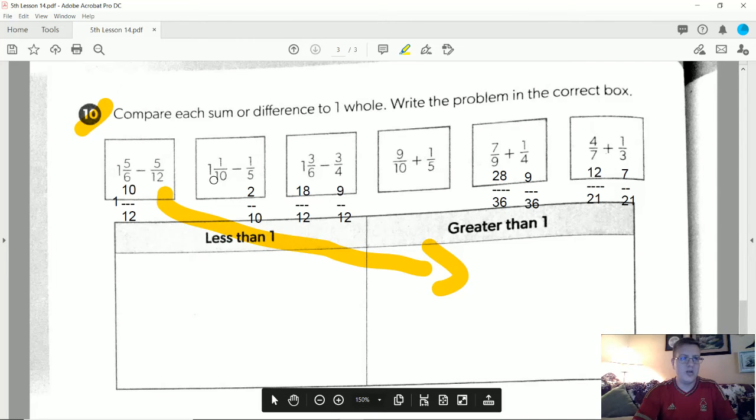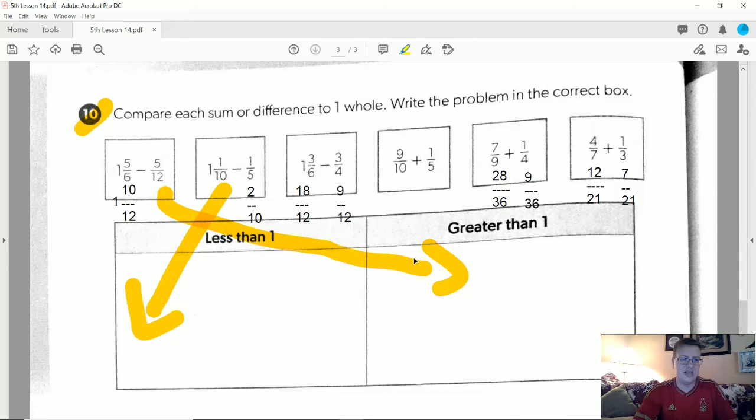If I take 1 and 1/10 and I take away 2/10, I'm going to be left with 9/10, so that's going to be less than 1. If I take this one, change it to parts over 12, I'm going to have 1 and 6/12. So 6 plus 12 would give us 18 over 12 minus 9/12, so that would be 9/12 for the answer.